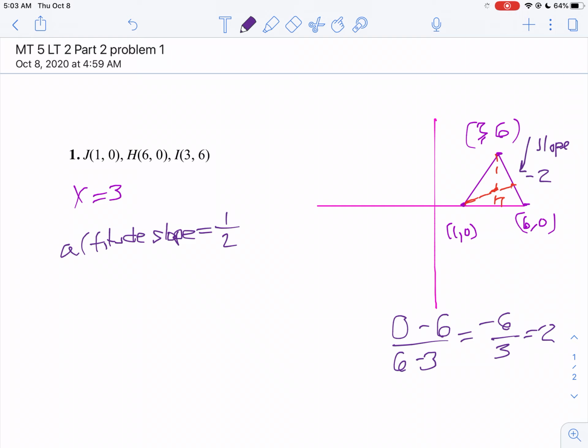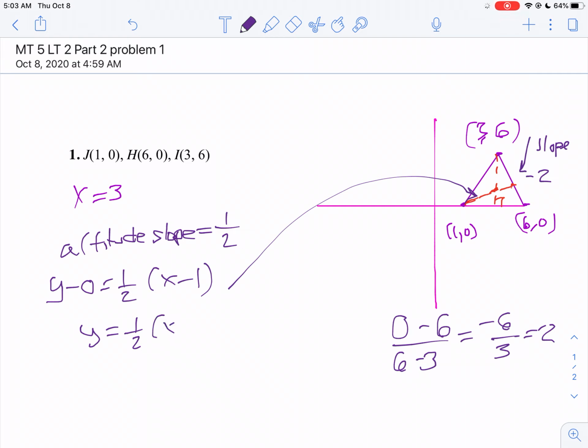So now I'm going to say y minus 0 equals 1/2 times x minus 1. That's the equation of this line. I can simplify that a little bit. I get y equals 1/2 times x minus 1. I could distribute that. I don't think I'm going to. I'm just going to leave it like that.